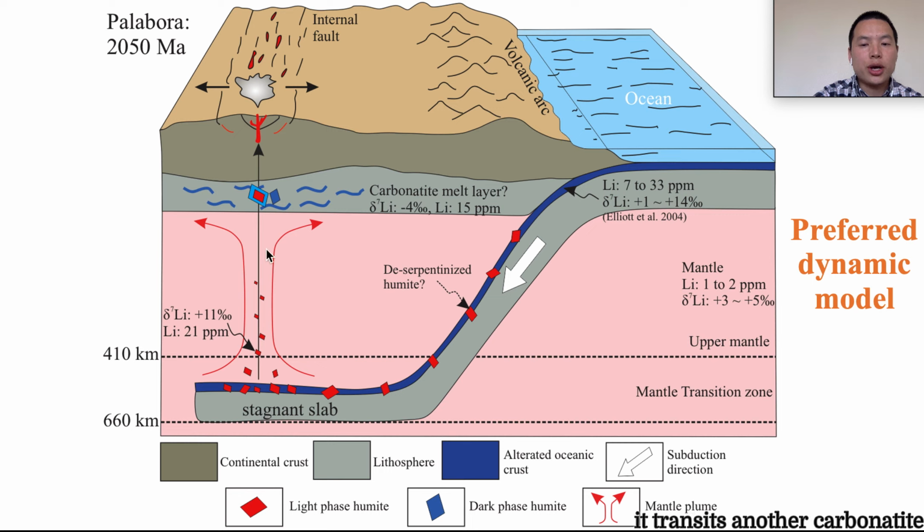With the rising of this plume, it transits another carbonatite melt layer, which has low delta lithium-7. This causes the dark phase and the metasomatism process. We admit there are more possible explanations for the origin of this sample. This is just one of our hypotheses right now.